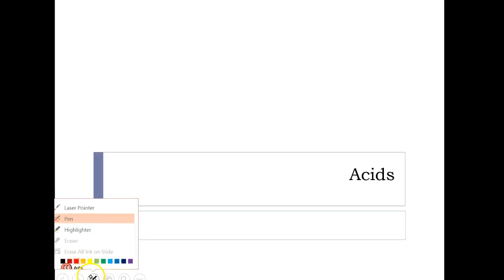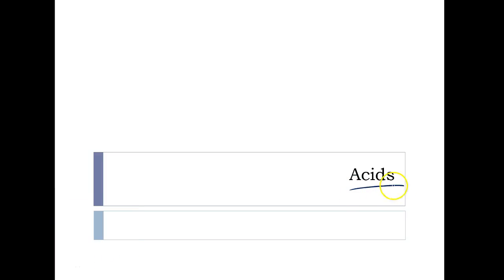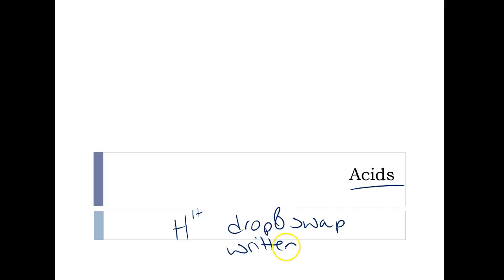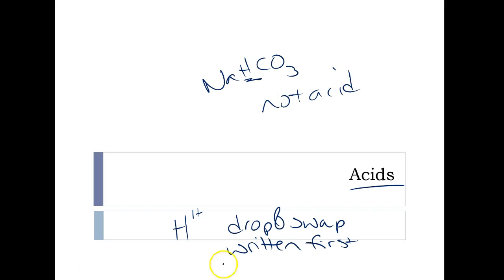Okay, so the last kind of ionic compound we're going to talk about are acids. They are kind of a subgroup of themselves. The way you recognize an acid is that H1 plus is always dropped and swapped, and it's always written first, not elsewhere. Sometimes you'll see things like sodium hydrogen carbonate. That hydrogen, this is not an acid. What you're looking for is H written absolutely first.